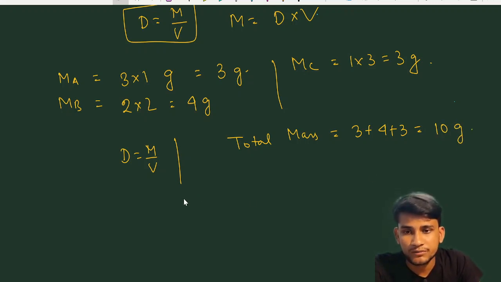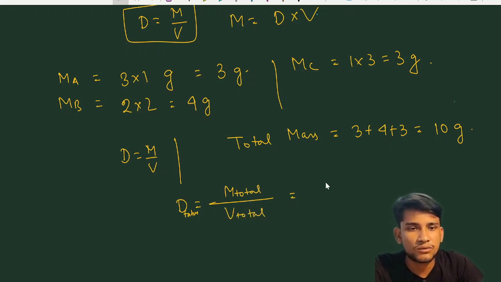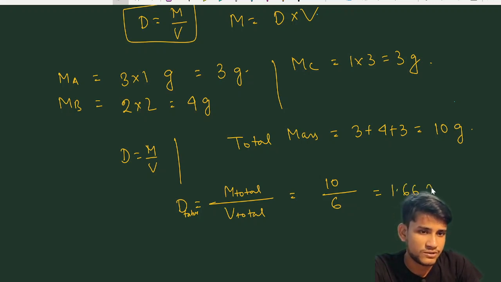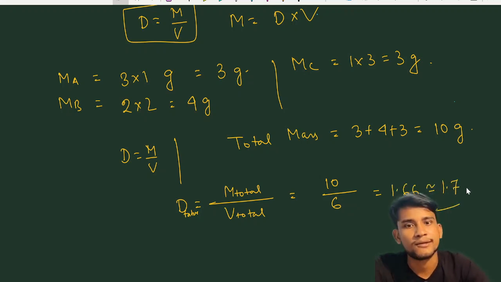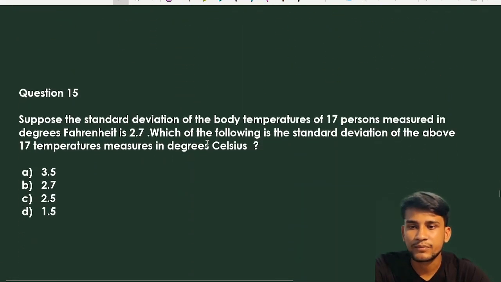So now density equals total mass by total volume. The total mass is 10, and the total volume given in the question is 6 ml. So the density is 1.66, which is nearly equal to 1.7. So the correct answer is 1.7, option A. Now let's go to the next problem.